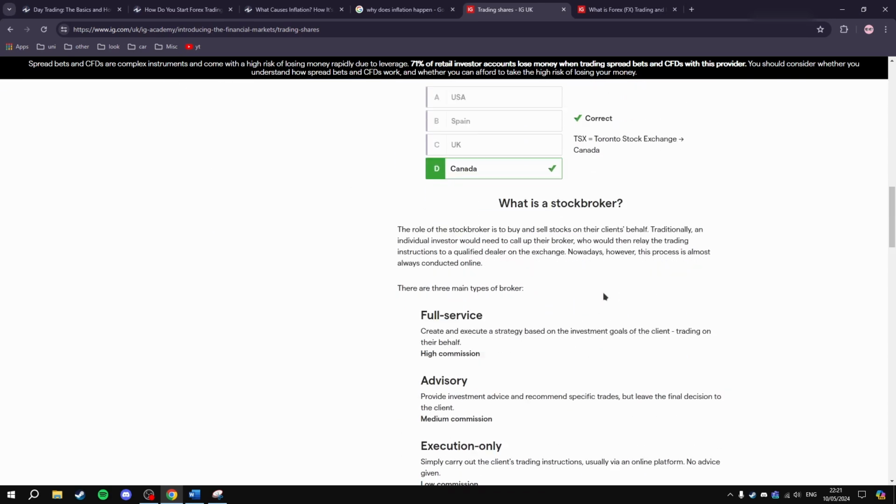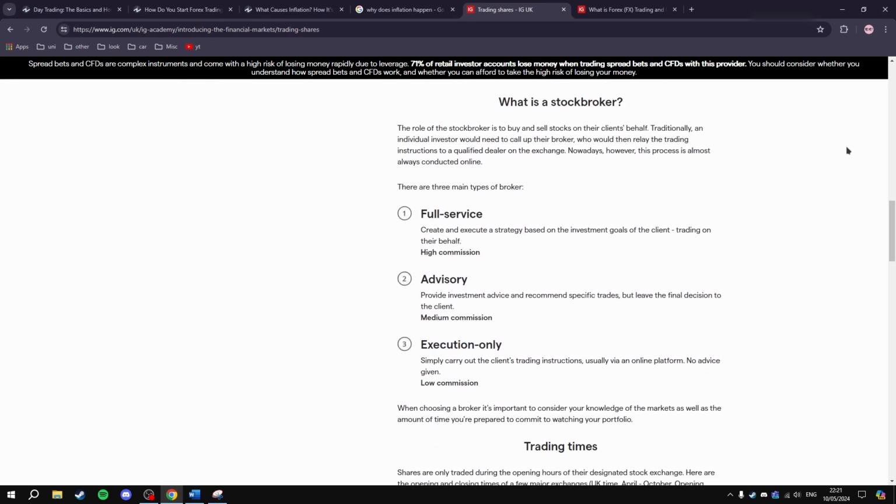Cool. What is a stockbroker? The role of a stockbroker is to buy and sell stocks on their client's behalf. Traditionally, an individual investor will need to call up the broker, who will then relay the trading instructions to a qualified dealer on the exchange. Nowadays, however, this process is almost always conducted online. There are three main types of broker.